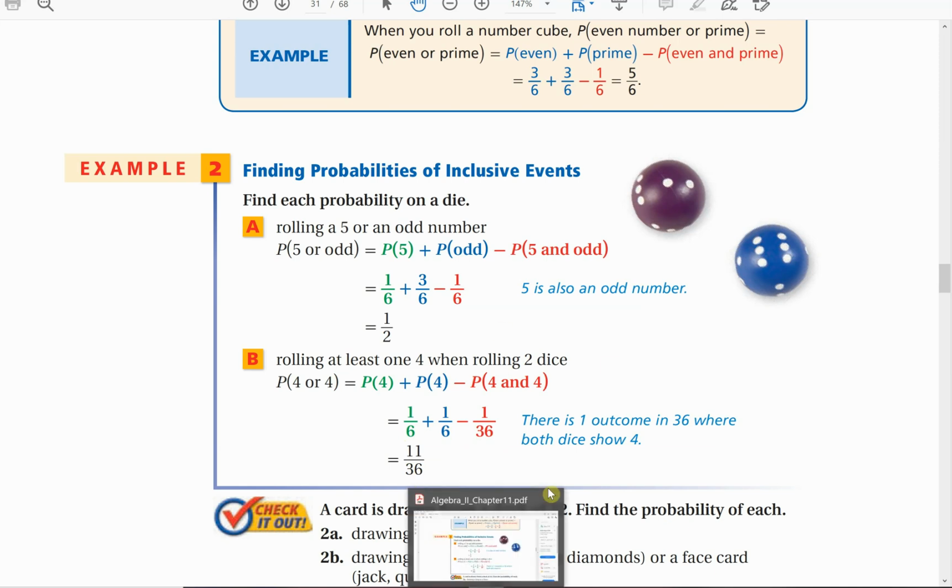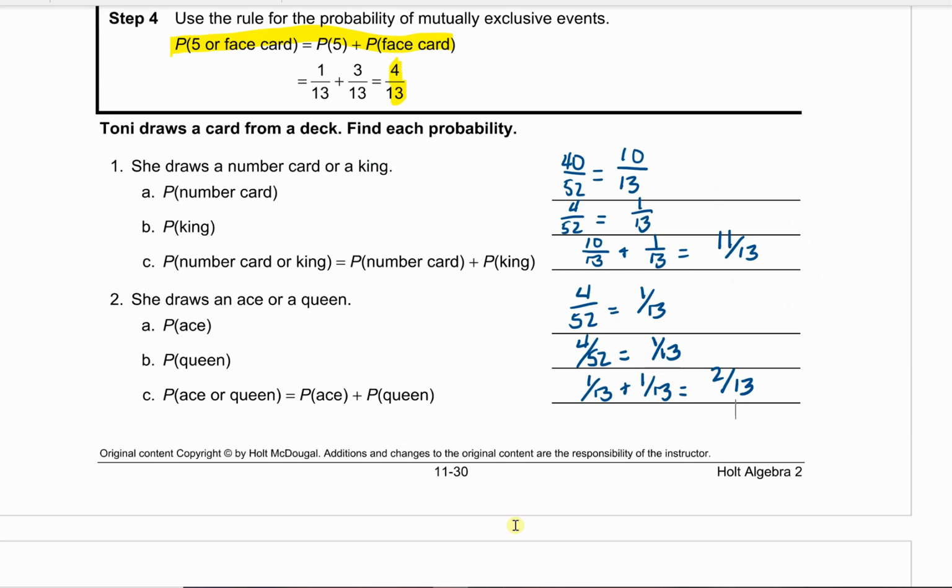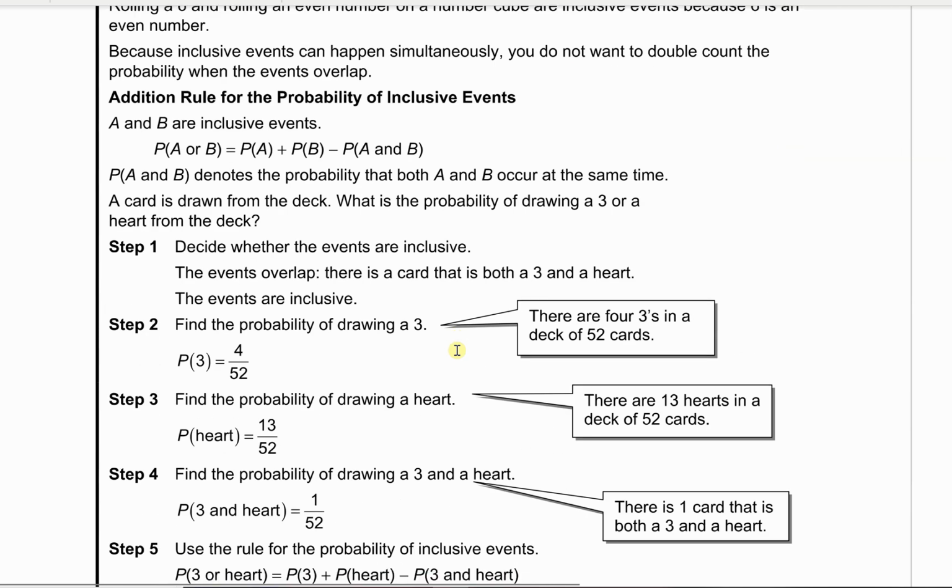A little bit more difficult to conceptualize this stuff. Maybe it will help to look at cards. Cards tend to help because you've got suits and you've got numbers and you've got face cards, and you can have one or the other or both. So let's take a look at this. Decide whether these events are inclusive.